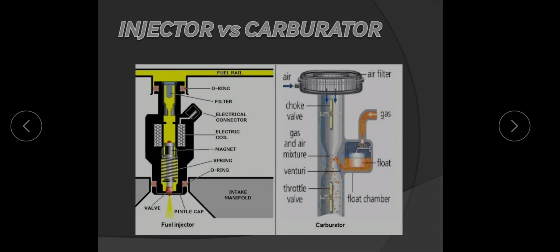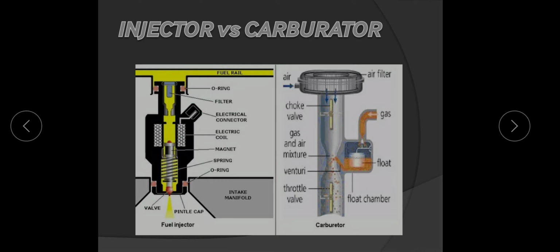This is a comparative diagram of fuel injector and the carburetor. The air intake takes place through the air filter in carburetor, and the air fuel mixture is formed in the throat of the venturimeter. The fuel is taken through the float in carburetor. Even though we are operating the throttle valve, the air fuel mixture gets into the combustion chamber and the combustion takes place. In the case of injector, the fuel is taken through the injector to the combustion chamber.